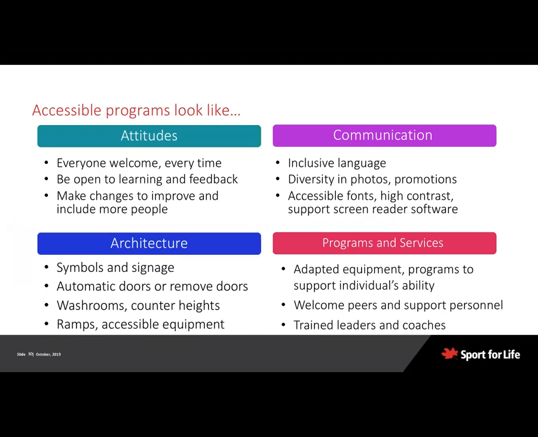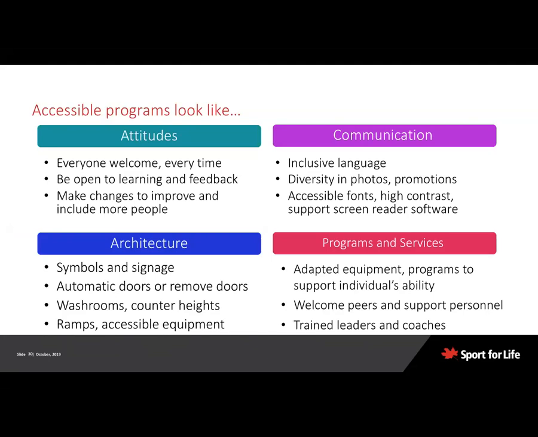And so that we can attract everybody, so people who are visually impaired can gain access in this communication link. The architecture has symbols and signage. There are automatic doors or no doors at all. There are appropriate washrooms and counter heights for people who may be in wheelchairs or other devices, scooters.